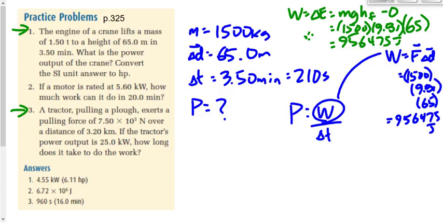All right, so we got that work now. We take that work and we divide it by the time here.